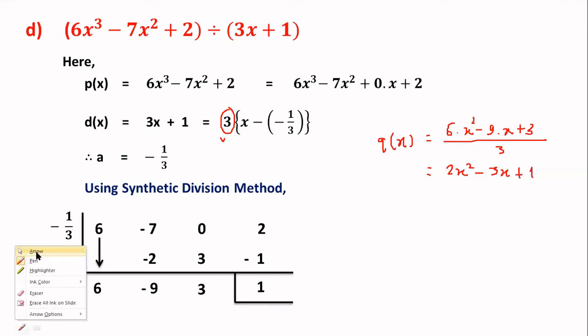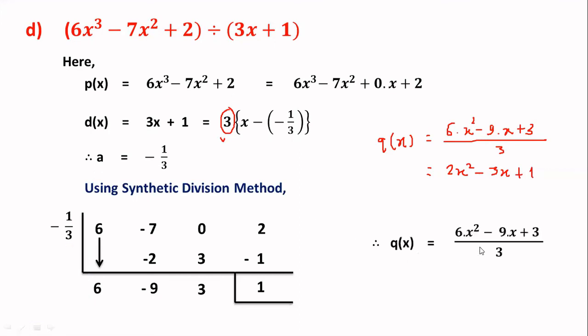So let's see here, our Q(x) is like this. Once we take out 3 common from the numerator, and that 3 and the denominator 3 are cancelled, the value of Q(x) will be this, and the value of the remainder will be 1. So in this way, we can find the quotient and remainder when the divisor D(x) is in the form of cx plus d. Now, let's see one more example.